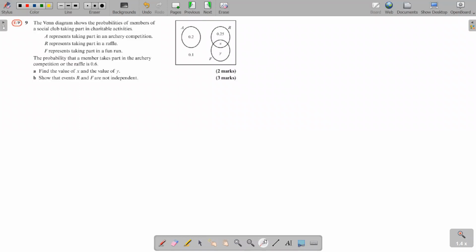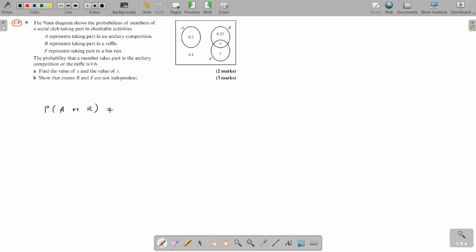All right, so we'll move on to question number 9. The Venn diagram shows the probabilities of members of a social club taking part in charitable activities. A represents taking part in an archery competition. R represents taking part in a raffle. F represents taking part in a fun run. The probability that a member takes part in the archery competition or the raffle is 0.6. Okay, so they have told you the probability that a member takes part in archery, P(A), or raffle.